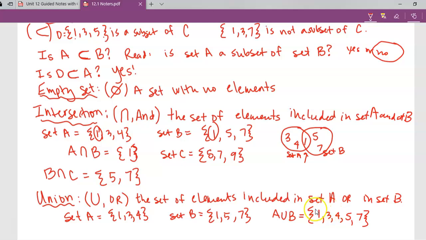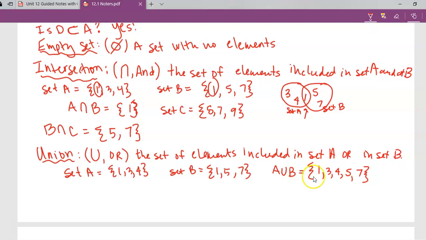One way that kind of helps me remember this is that this U here sort of looks like a big bowl, and a union is going to take all the elements from all the sets and toss them all together in the bowl, okay? So every element that's in set A or set B is going to be in the union.